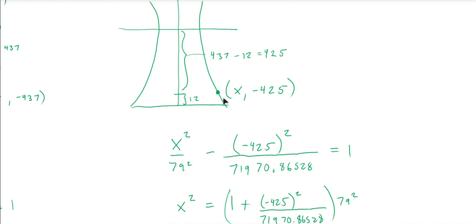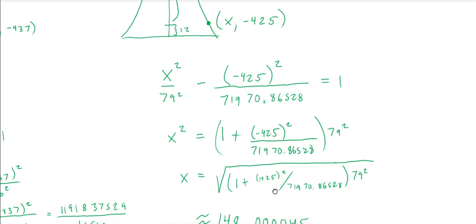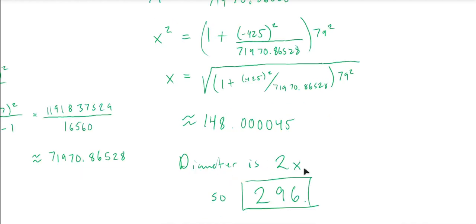Up off the ground. And we're going to be looking for twice x to get this total distance across at that point. So plugging in what we now know in terms of a squared, b squared, and this point's y value, we could solve for x to find 148. The diameter is twice that, and so twice that is 296.